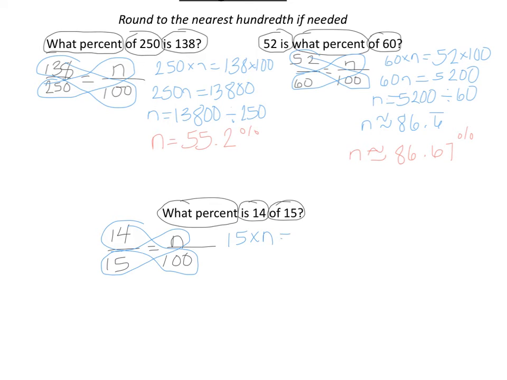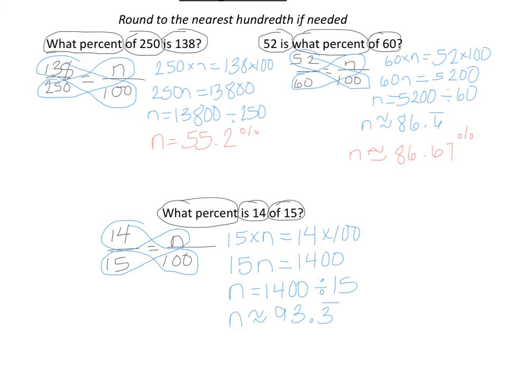15 times n equals 14 times 100. 15n is equal to 1,400 because that's what 14 times 100 is. We then take the 1,400 and we divide by 15 to get that n is going to be approximately 93.3 repeated. We were asked to round to the nearest hundredth. Therefore, n is going to be approximately 93.33, don't forget your percent.